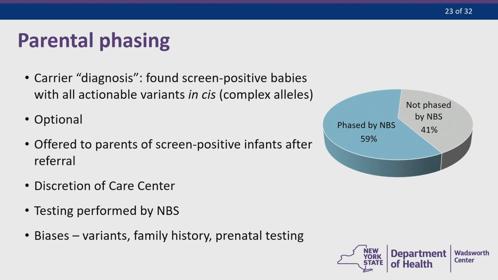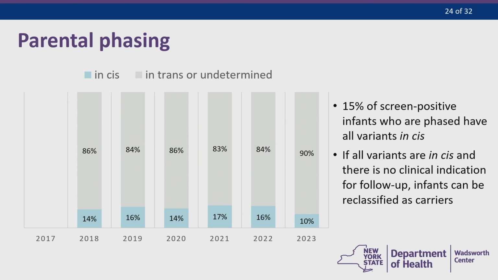Samples are sent back to us with informed consent, and we test just for the variants detected in the baby. You can see on the right what proportion are getting tested by us. There's a lot of biases by center, what the variants are, what's known about them, the family history, prenatal testing, et cetera. But if we take just the babies that have had phasing done, what we find consistently each year is that about 15% of the babies that are phased have all of their variants in cis.